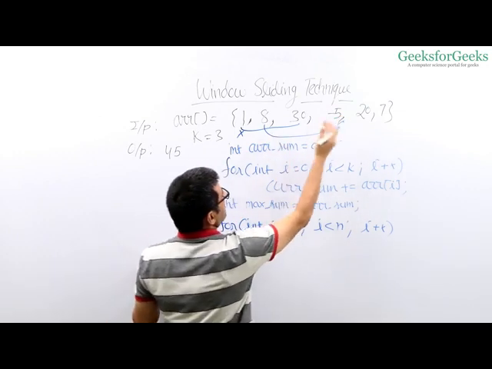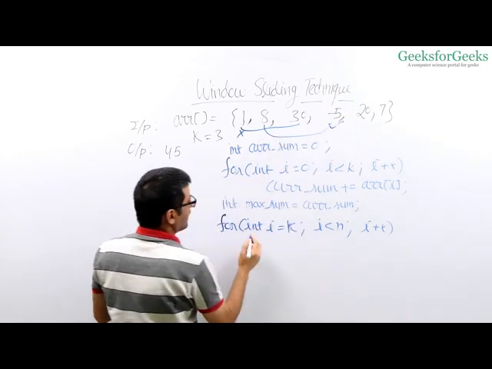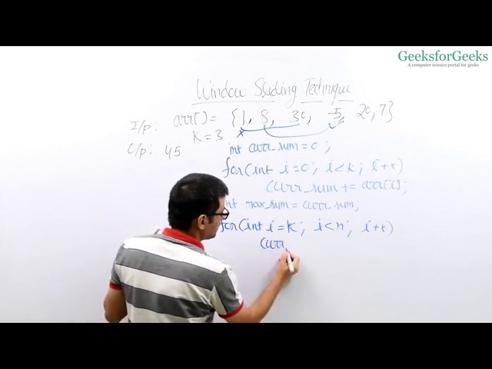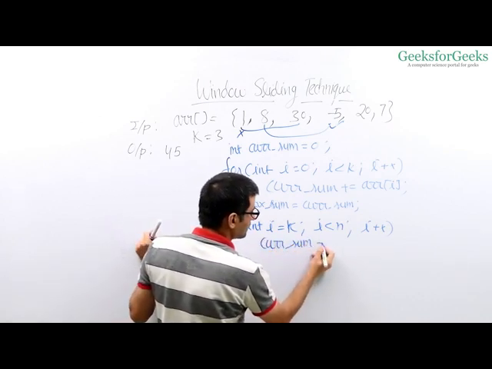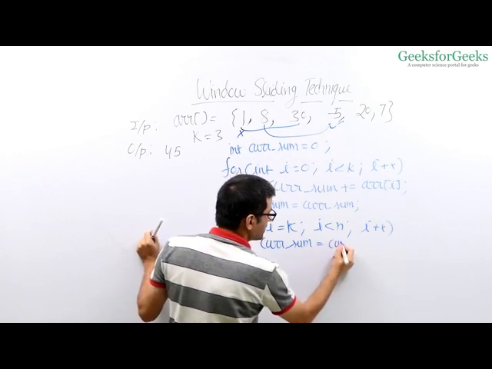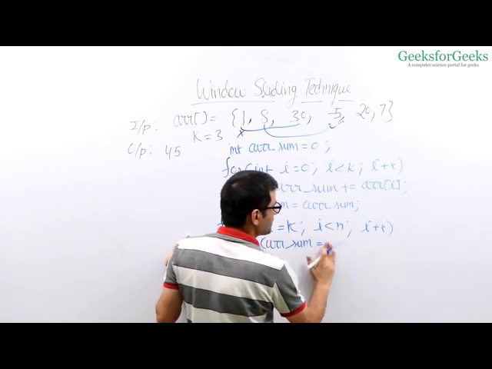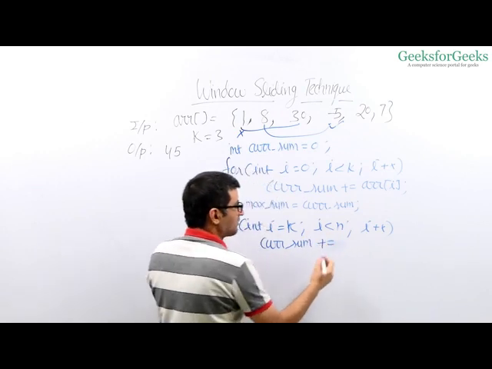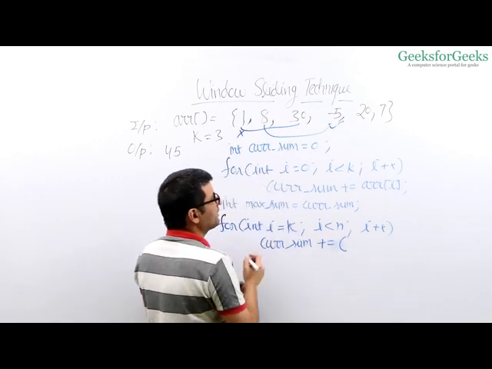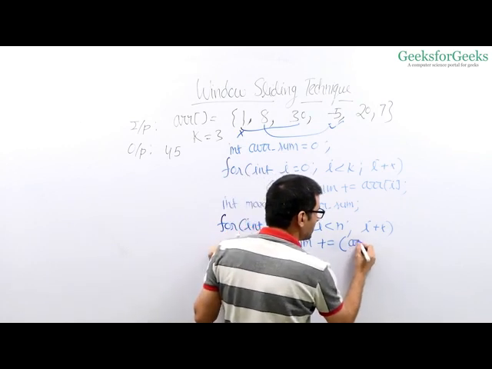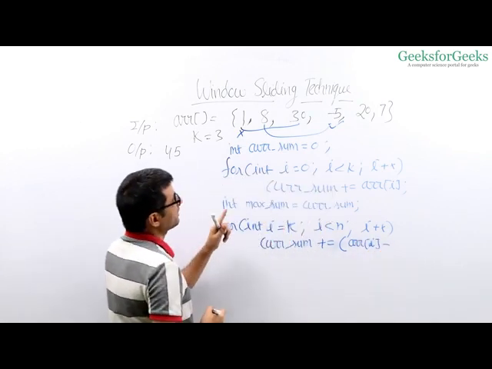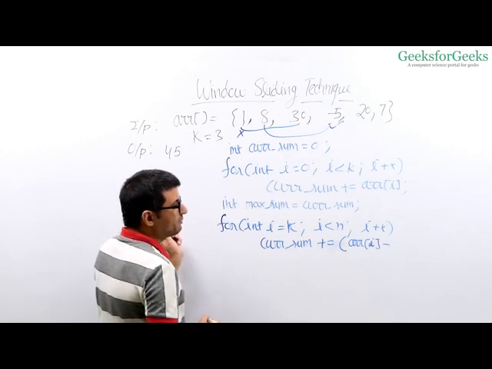This index k is 3, so this is index 3. And how do I get the sum of this window? I do current sum equal to current sum plus... I need to add one thing, I need to subtract one thing. So what do I add to the current sum? I add array I, right? That's the last element of the current window. And I need to subtract the first element of the previous window.